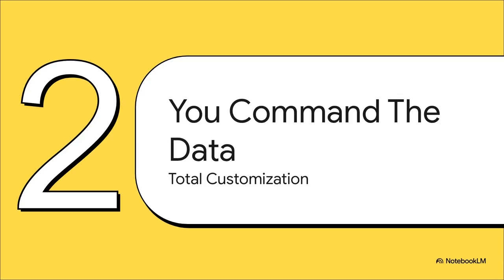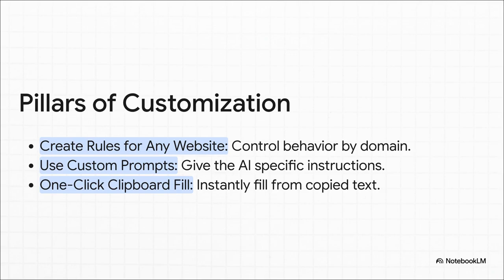Okay, so this leads us to the really cool part. This is where that whole command center idea goes from being a concept to something real and powerful. It all comes down to one thing: giving you total, and I mean total, control through customization. So how does it pull this off? Well, it's built on 3 key pillars. First, you can create custom rules for any website you use. Second, and this is wild, you can use simple, plain English prompts to tell the AI exactly what you want. And third, there's a feature for one-click clipboard filling that can smartly unpack a whole block of text you've copied and put everything in the right place.